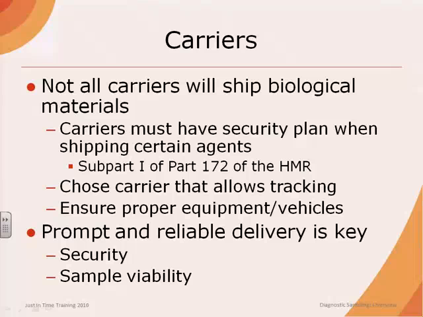When choosing a carrier to ship biological substances, there are a few important aspects to consider. First, choose a carrier that will transport potentially hazardous infectious substances. In accordance with the DOT's hazardous materials regulations, carriers must have security plans when shipping certain agents. Some carriers may not have extensive experience with transporting potentially dangerous biological samples, so a full assessment of safety features is needed. Next, choose a carrier that allows tracking so that progress and location can be monitored. Prompt and reliable delivery is key for reasons of security and sample viability.